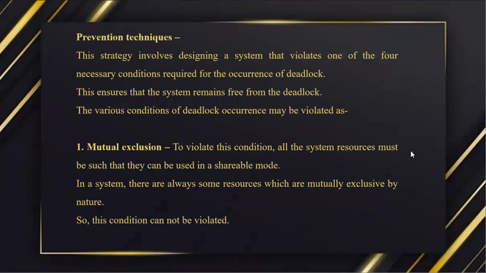Prevention techniques. This strategy involves designing a system that violates one of the four necessary conditions required for the occurrence of deadlock. This ensures that the system remains free from deadlock. The various conditions of deadlock may be violated as follows. First, mutual exclusion. To avoid this condition, all the system resources must be such that they can be used in shareable mode. In a system, there are always some resources which are mutually exclusive by nature, so the condition cannot be violated.